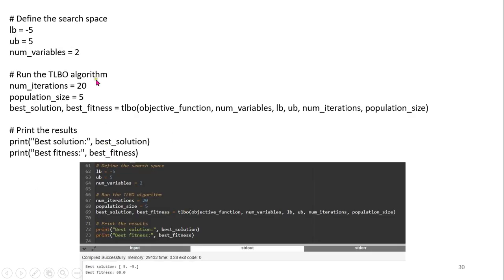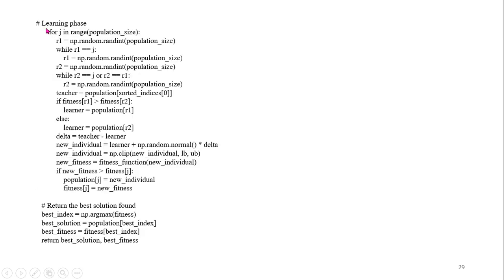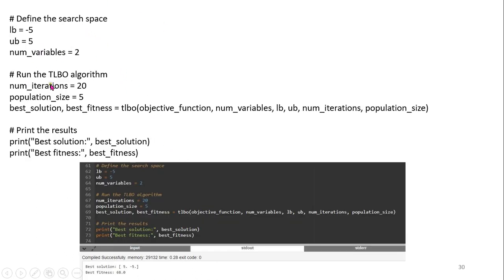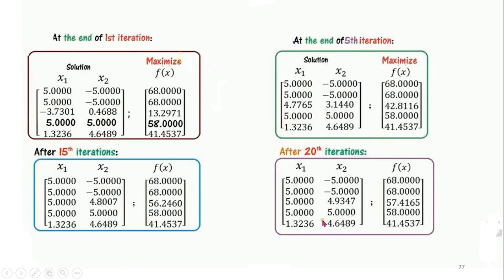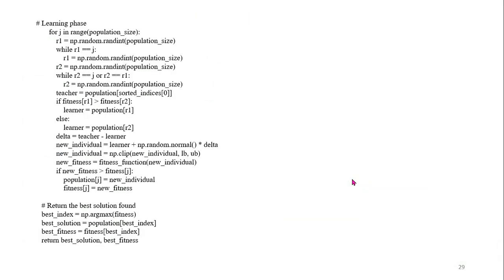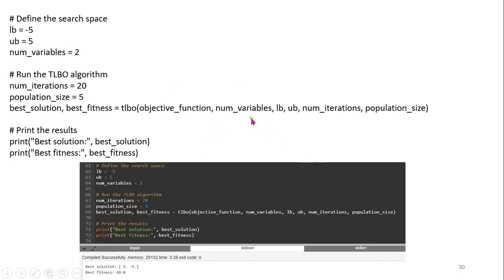After putting in this code, we can simulate our problem, and after running the program, we get this value. This is the best solution, 5 and -5, and the best fit is 68, which we already discussed theoretically in the previous part. See, there is the best solution 68, 5 and -5. So that's all about my topic for the time being. Thank you so much.